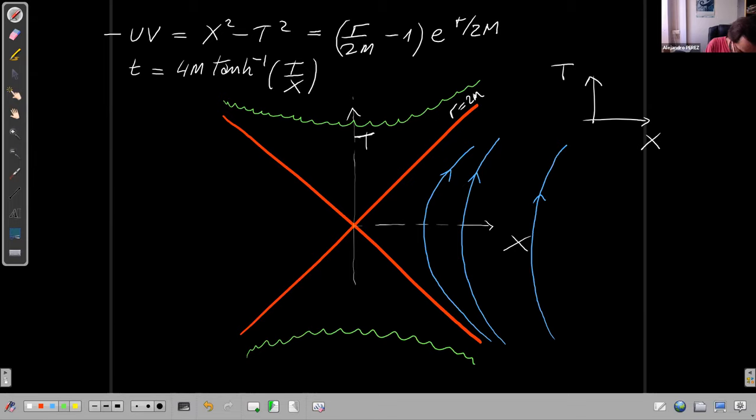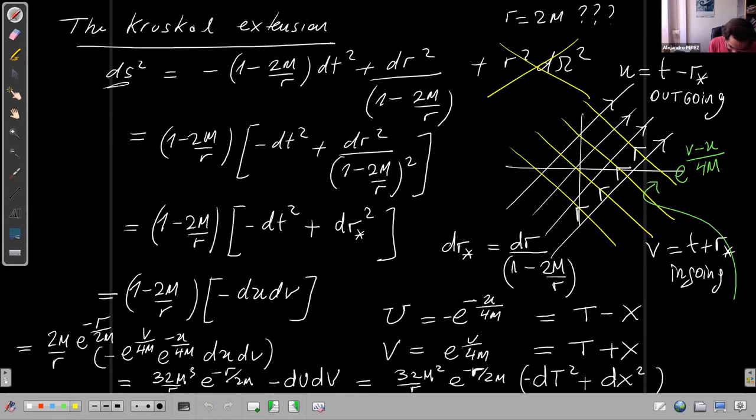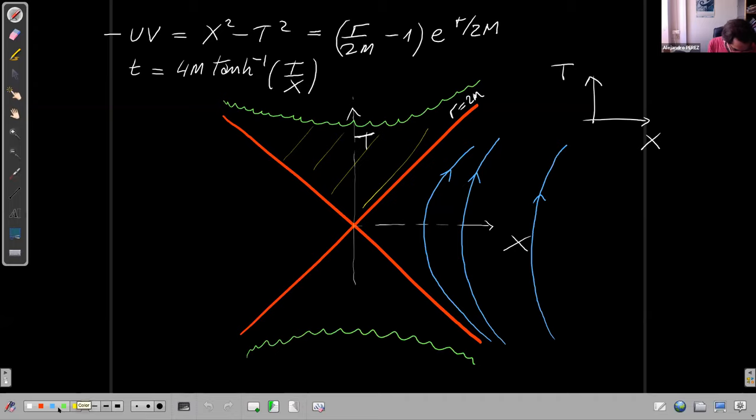So the r less than 2m region corresponds to this place here. If you are here, there is no way you can escape out to infinity, because a very important thing that I should have said, remember that the metric is conformally flat. So any radial thing moving at the speed of light looks as moving at 45 degrees in my tx diagram, okay? So the light cone is everywhere here at 45 degrees.